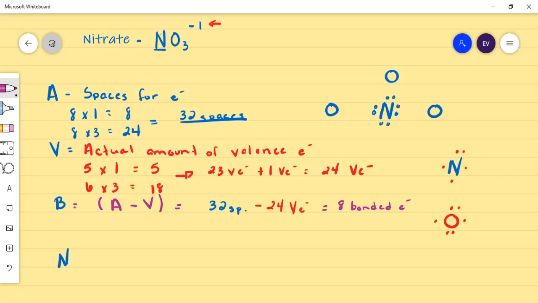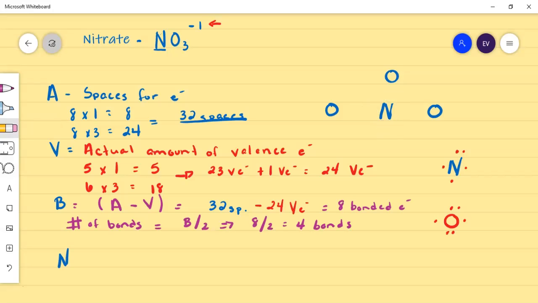8 bonded electrons, okay? So if we have 8 bonded electrons, to determine the number of bonds that's going to give us, number of bonds, it's another simple formula. You take the amount of bonded electrons and you divide that by 2, right? Therefore, if I have 8 bonded electrons and I divide that by 2, I should end up with 4 total bonds. 4 total bonds, okay? Now, we have our skeleton structure, so let's go ahead and add our 4 total bonds.